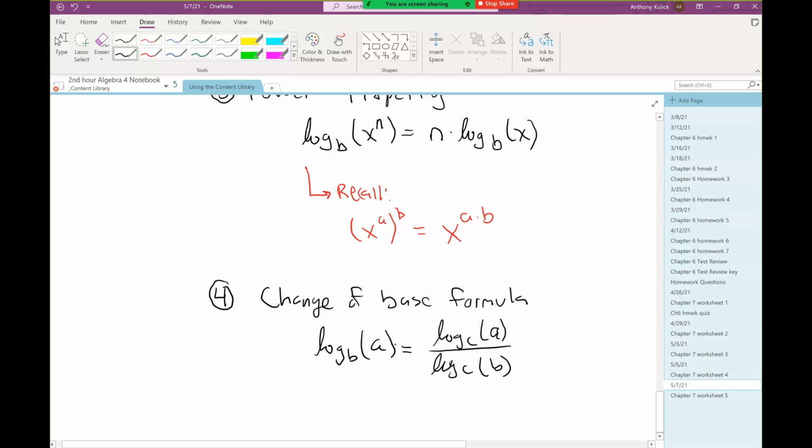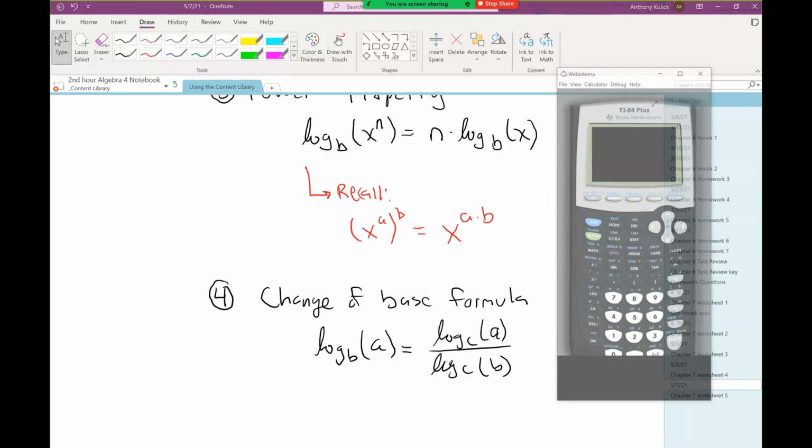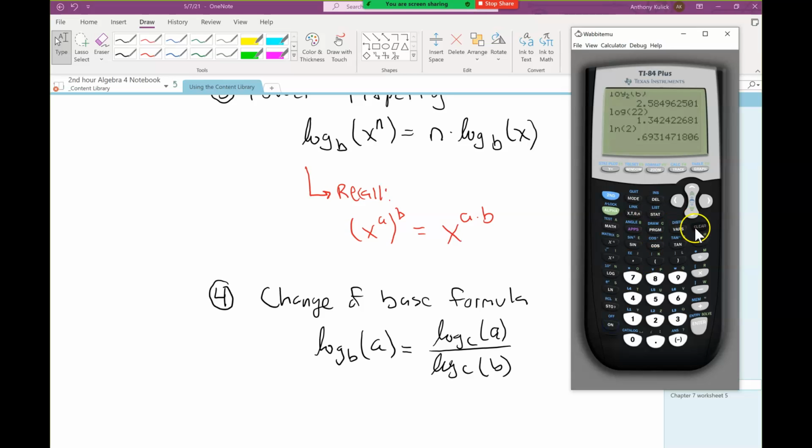So this change of base formula was super important when I was in high school, because our calculators didn't have this log base option. If I wanted to do something like log base 2 of 6, I couldn't do that on my calculator directly. I had to use the change of base formula, because my calculator did have the log and ln buttons. So I could rewrite log base 2 of 6 as log of 6 divided by log of 2. It's the same way of doing that.